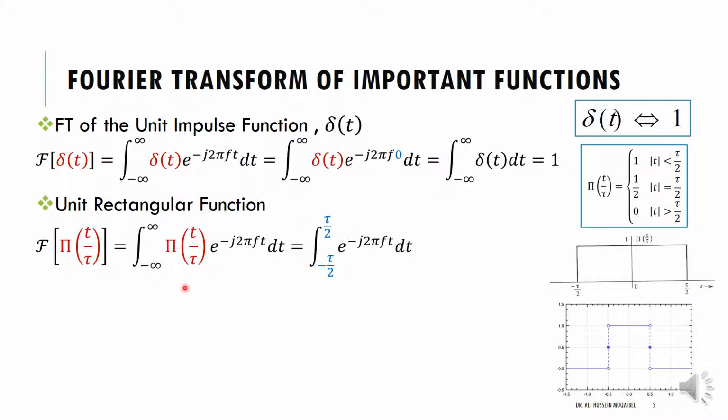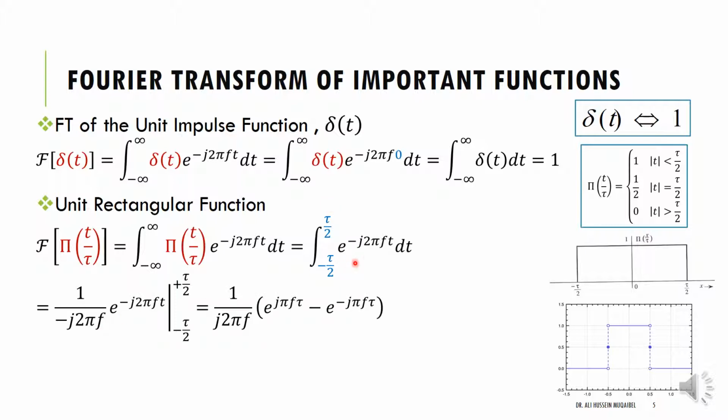So again, if you want the Fourier transform of the rectangle function, you apply the equation. The impact of this multiplication by the capital pi function, or the rectangular function, is to limit the integration from minus tau over 2 to plus tau over 2. Now, if you execute the integration, this is just a dummy variable, because our variable is tau. So when you integrate an exponential, you divide by that exponent, and now substitute the limits.